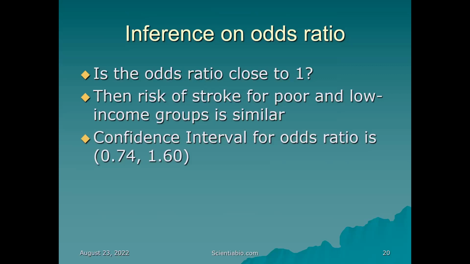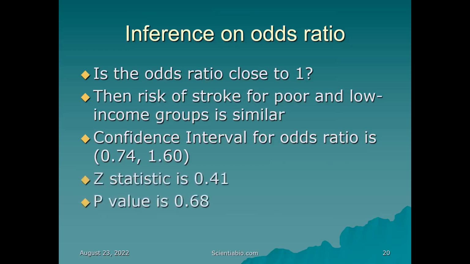Okay. So when you get that kind of a confidence interval, you say the risk ratio is not far away from 1. Z statistic here is 0.41, p-value is 0.68. So the two groups having similar risk of stroke cannot be rejected. Again, I am looking at p-value to judge. And all these numbers should be given to you by software.